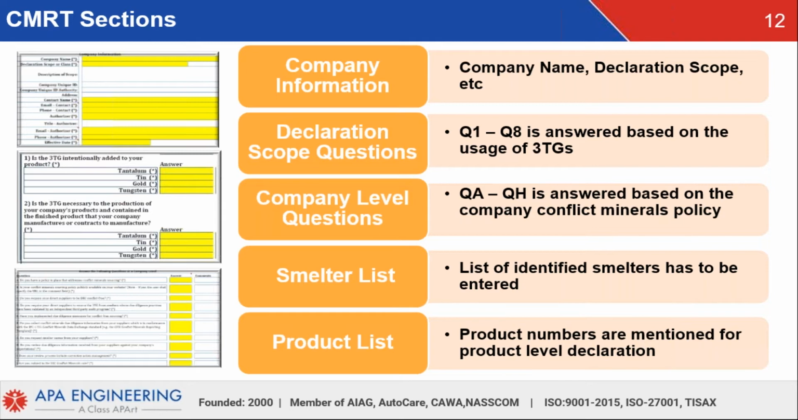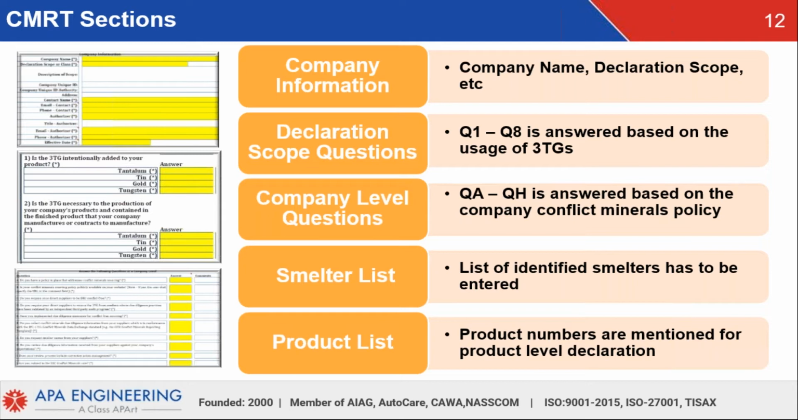The second section contains declaration scope questions. There are 8 interlinked questions, 1 to 8. For example, one cannot answer that they are DRC conflict free without having 100% responses from their supply chain with the relevant smelters. This means Q3 cannot be yes unless Q6 and Q7 are yes and 100%. The third section contains company level questions, that is 6 questions, A to H, that are required to be answered based on the company's conflict mineral policy.